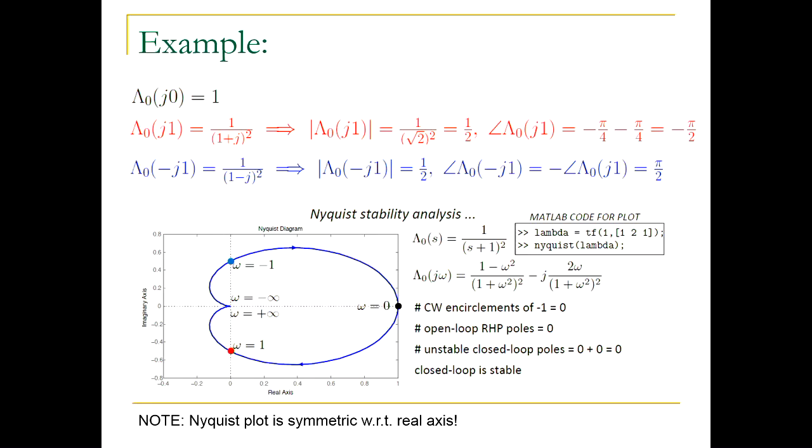The number of unstable open loop poles is 0. So what is the number of unstable closed loop poles? Well, that's 0 plus 0. That's 0. So the system is stable.